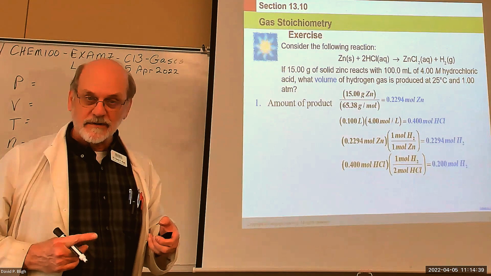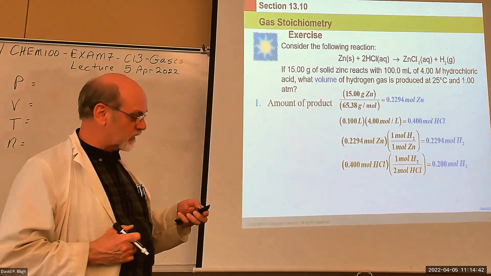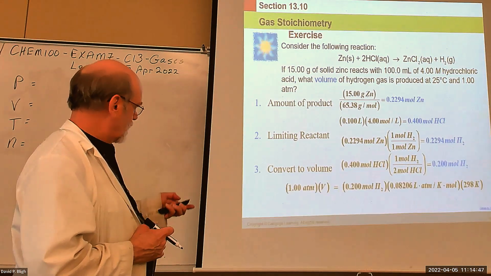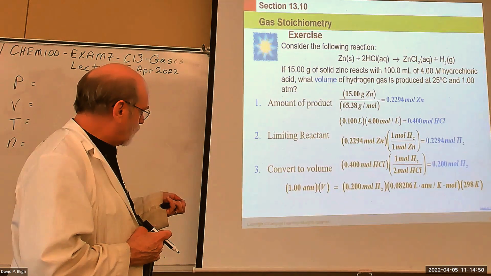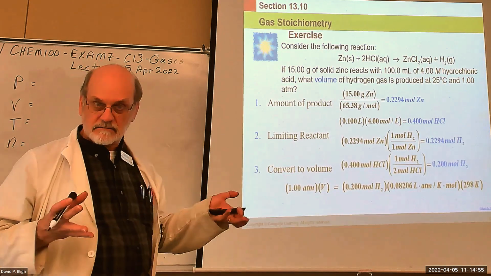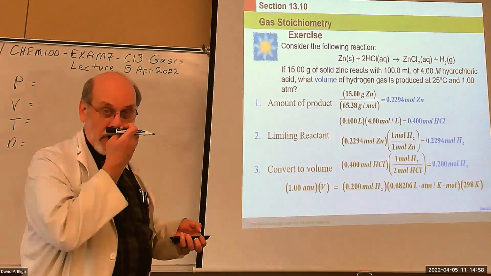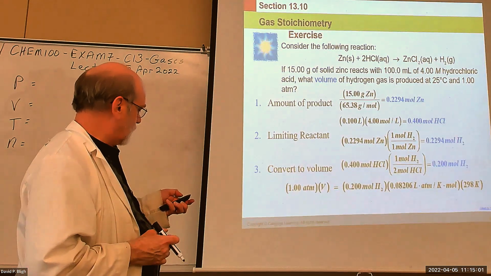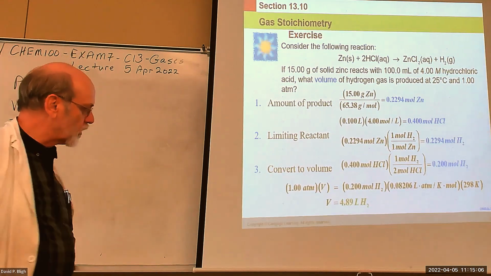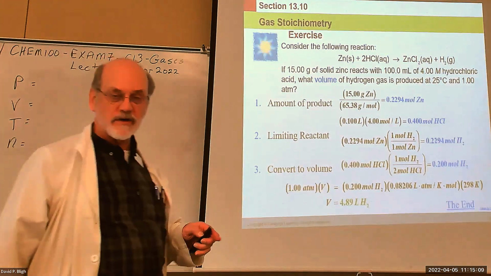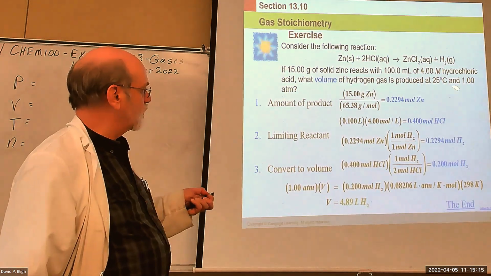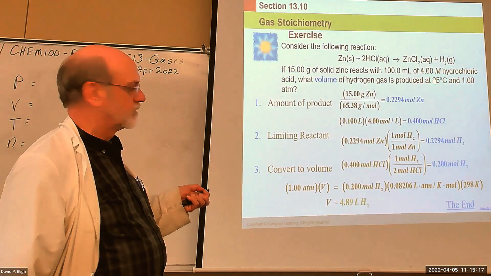Now, we want to know volume. Right? So do we have the information we need? Well, we got moles. We got pressure, PV equals nRT, right? The ideal gas equation. And that solves for volume, right here. So we're going to collect a volume of 4.89 liters of hydrogen under these conditions of 1 atmosphere pressure at 25 degrees Celsius.